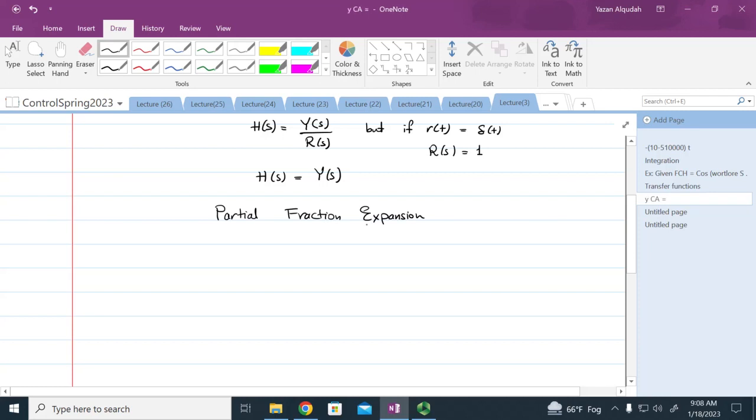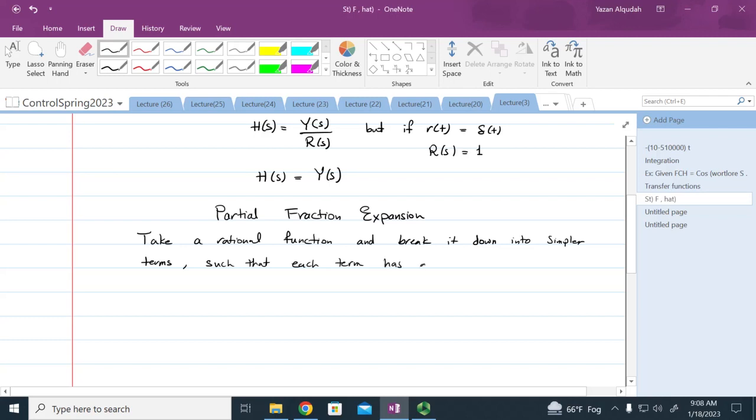What is the idea behind the partial fraction expansion? I want to be able to take a rational function and break it down into simpler terms, such that each of these terms has a known Laplace transform. Is it clear what we're doing?